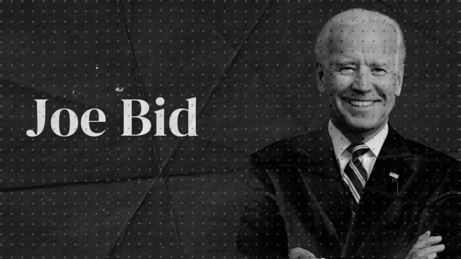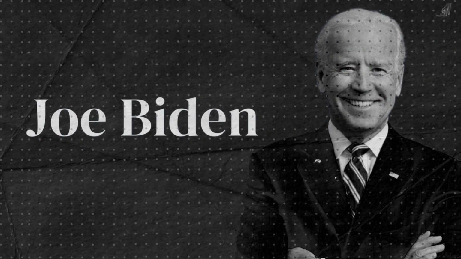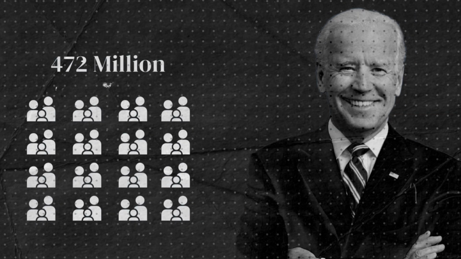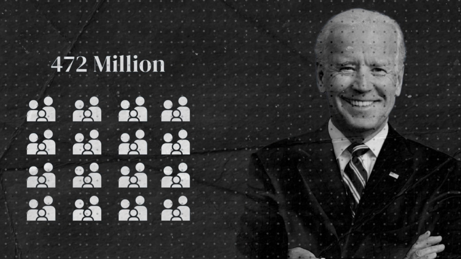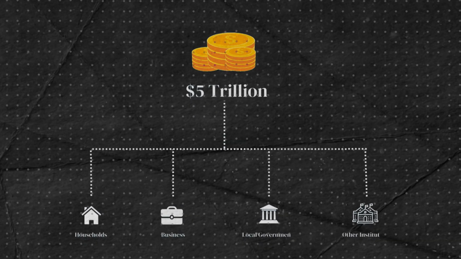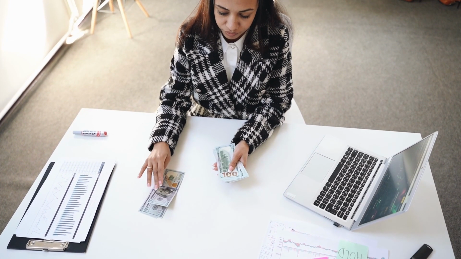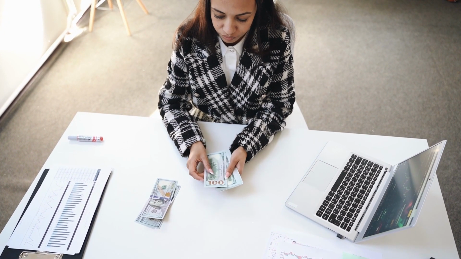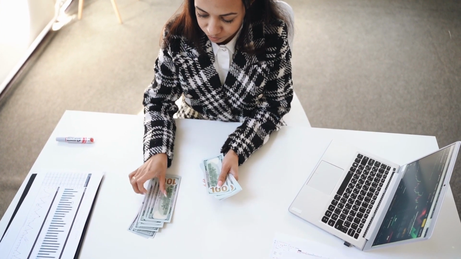When Joe Biden became president, he followed with additional stimulus money. In total, American households received over 472 million pandemic relief payments worth $803 billion. And out of this, nearly $5 trillion went to households, businesses, local governments, and other institutions. Interestingly, the programs worked, at least as far as their intended purpose. Material hardship in U.S. households fell sharply as a result of the payments.